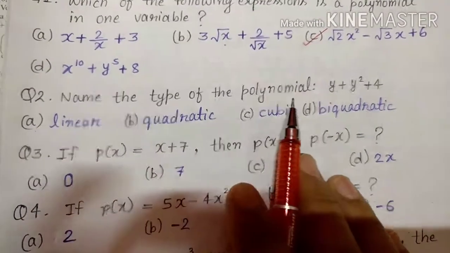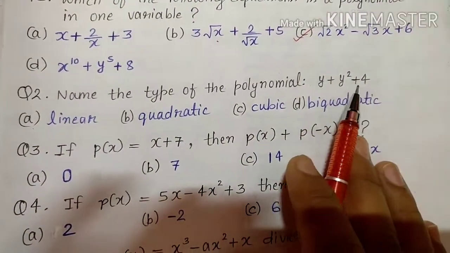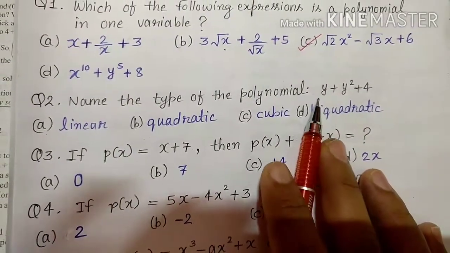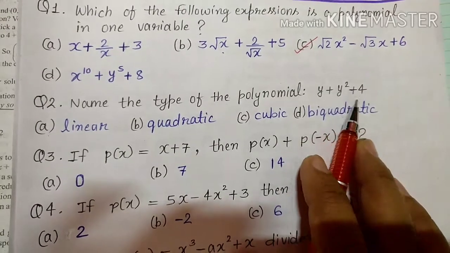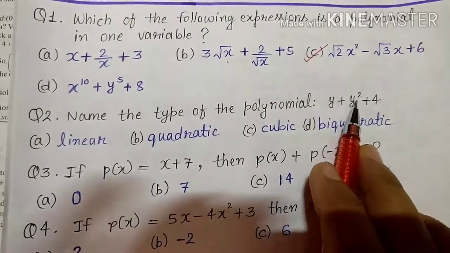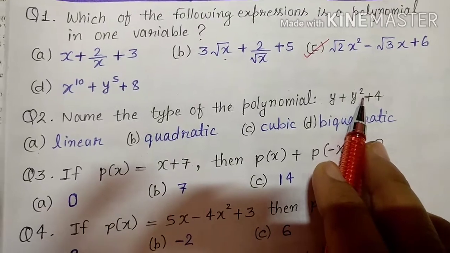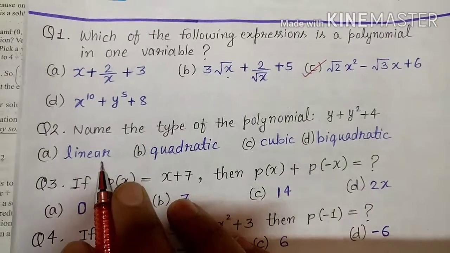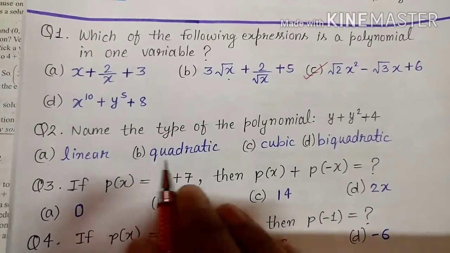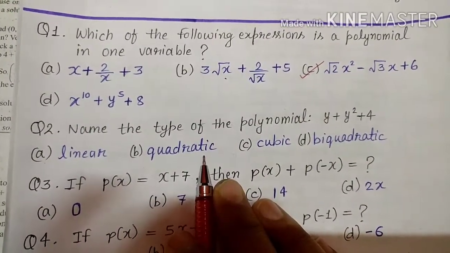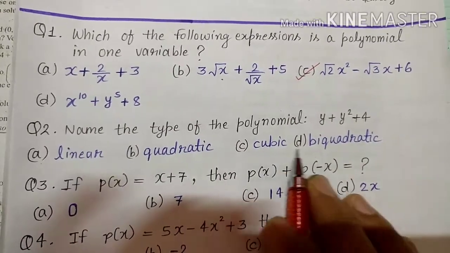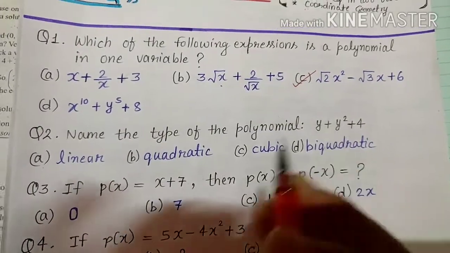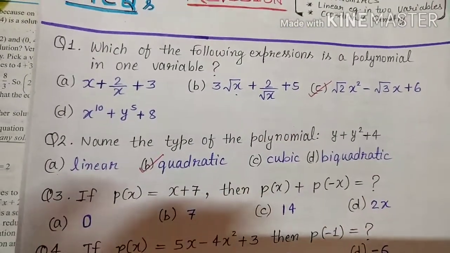Name the type of the polynomial y plus y square plus 4. Now which type of polynomial is it? It depends on its degree. As you can see here, y power 1, y power 2, plus 4. So the highest power is 2, so it is of degree 2, which means which type: linear, quadratic, cubic, or biquadratic? Linear means having highest power as 1, quadratic means highest power as 2, cubic means highest power as 3, and biquadratic means highest power as 4. But what is the highest power here? 2. So it should be quadratic. Okay, clear to you or not?